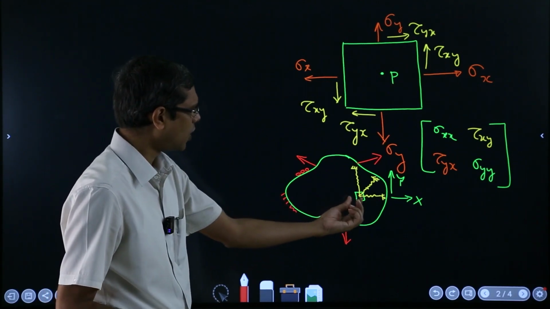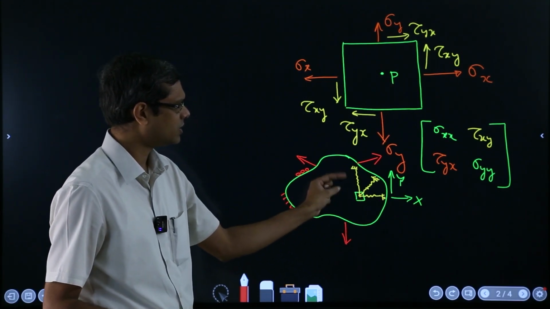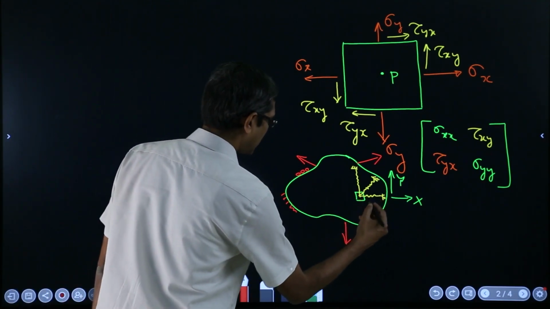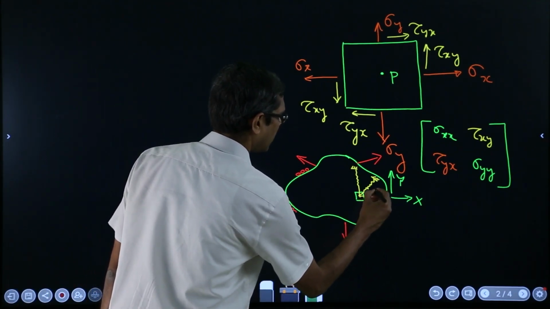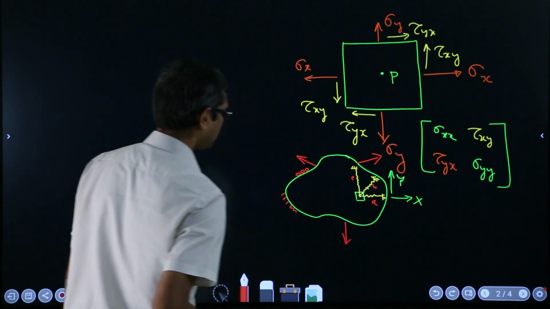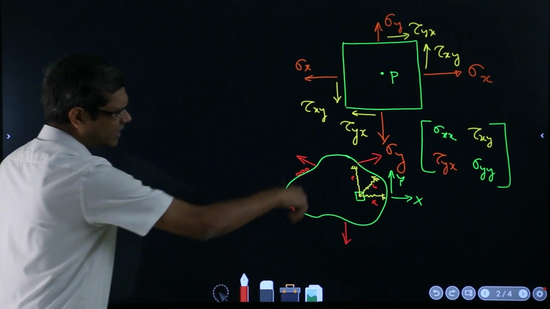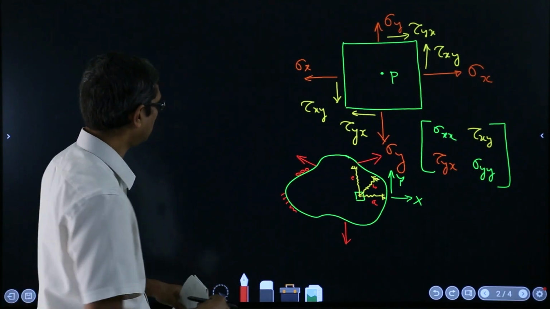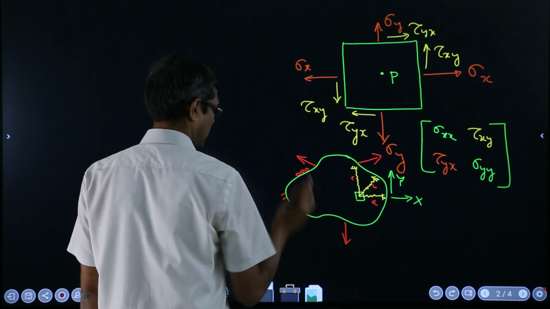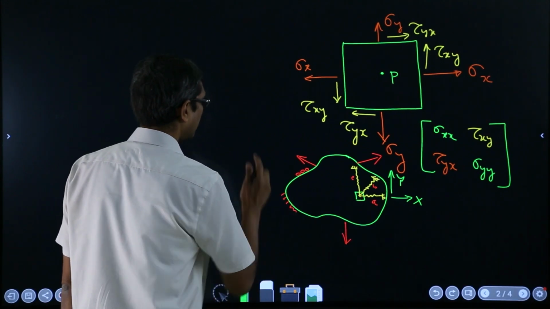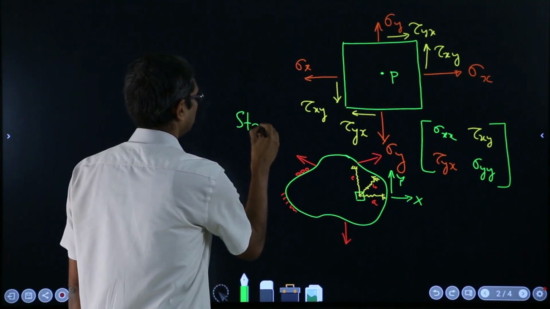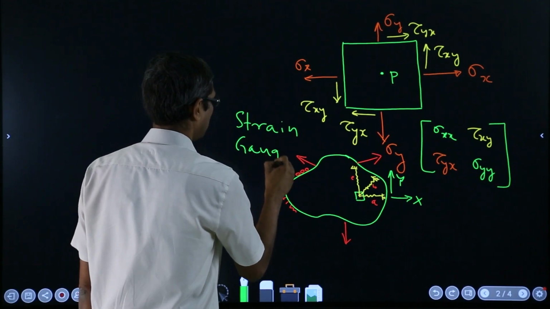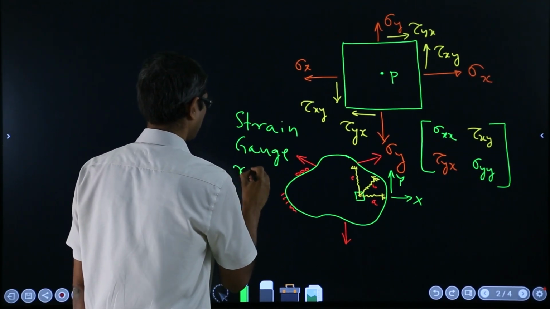But then what you are doing is measuring the strains in these springs, and suppose I call them springs A, B and C. And then this configuration has a name, it's called a strain gauge rosette.